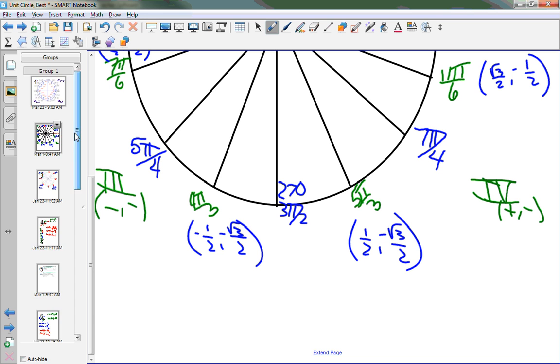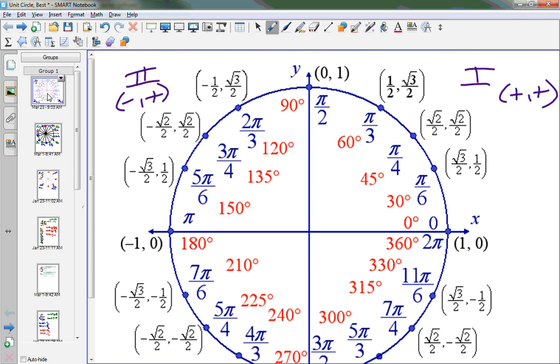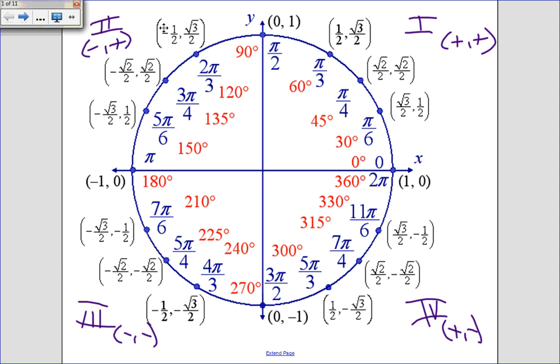So what you're going to have on your unit circle is going to be this. That looks worse than what I wrote. Well, you all know where they came from now, right?